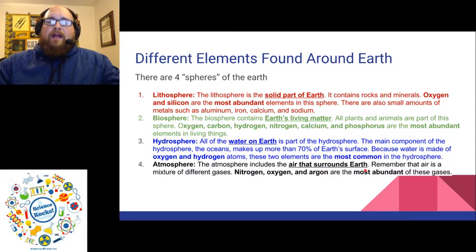Now remember, air is a mixture of things. We have lots of gases that we breathe, such as nitrogen, oxygen. We see argon, the one we mentioned before. These three right here are actually the most abundant elements in the atmosphere. You'd actually be surprised to see how much nitrogen versus oxygen versus argon is found in the atmosphere, which we will be looking at closer in class.